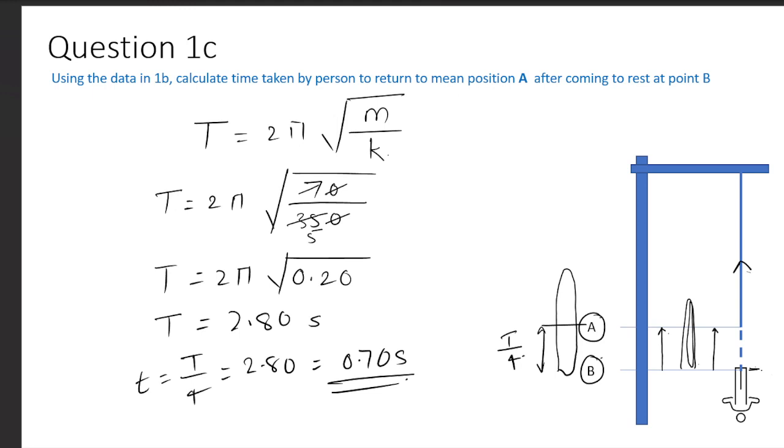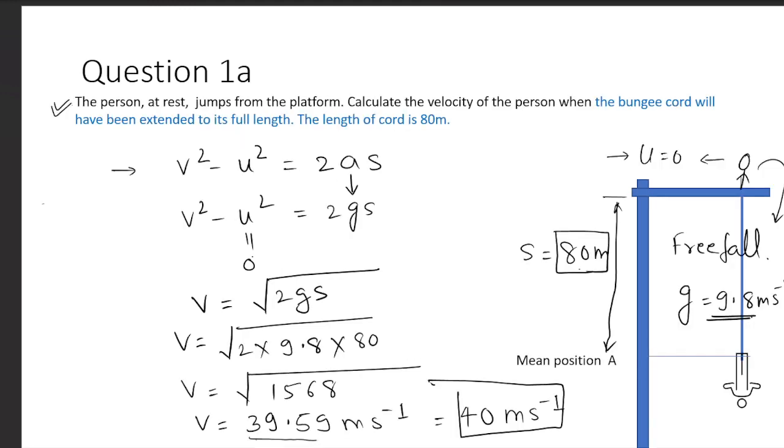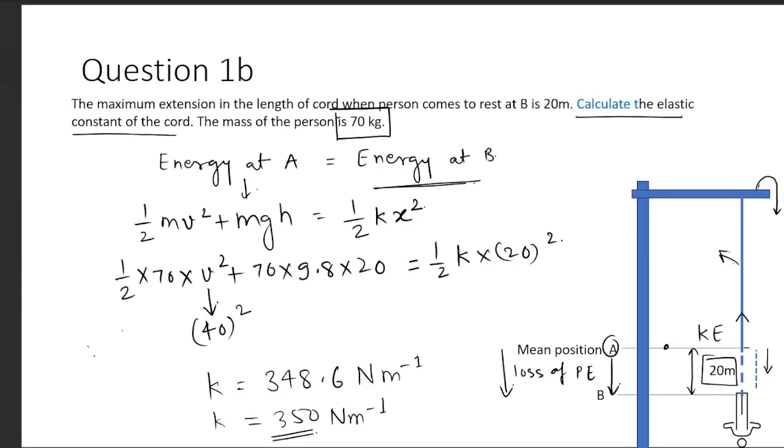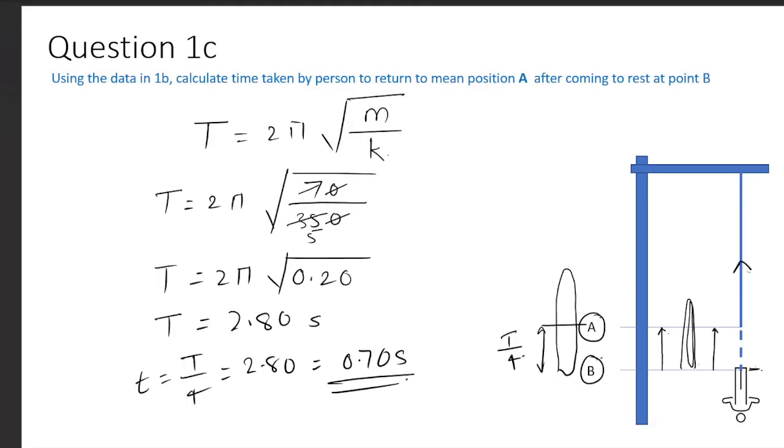So this is all the solution of these three questions. You can go back to the questions, or you can pause the video in between also. This is question number 1. The velocity of the person we had got is 39.50 meter per second. And in question number 1b, we had got the spring constant 350 Newton meter to the power minus 1. And in question 1c, we got the time taken to come from B to A, which is a quarter of the time period, equal to 0.70 second.